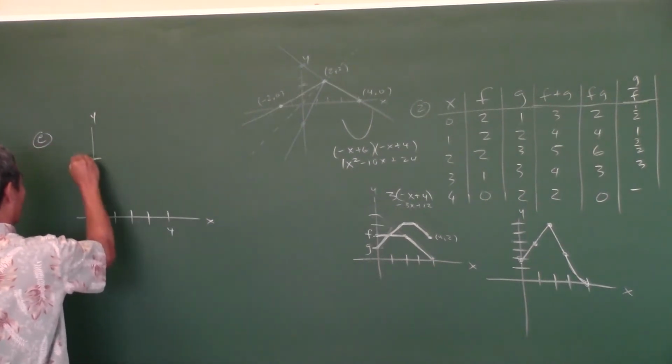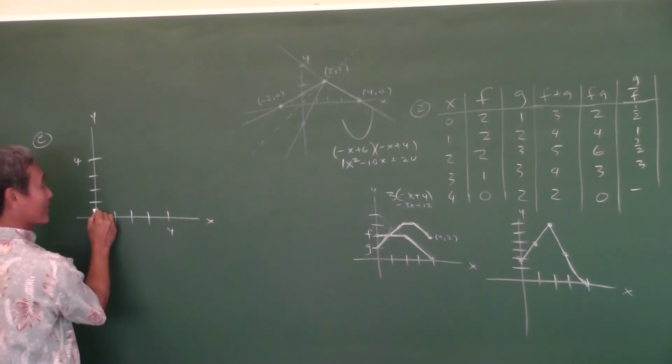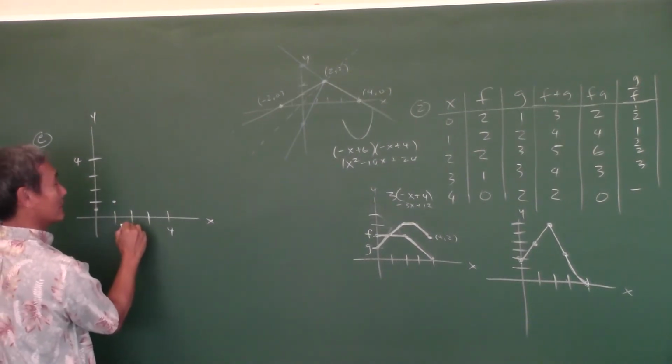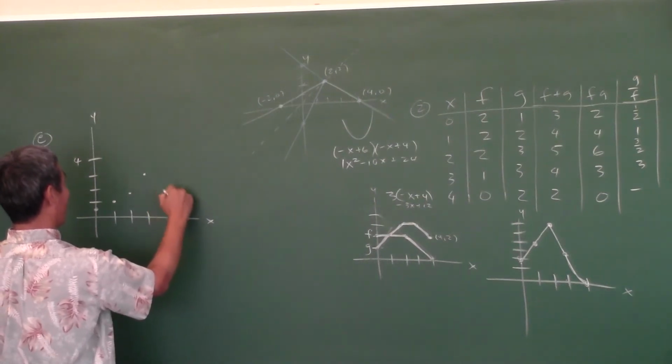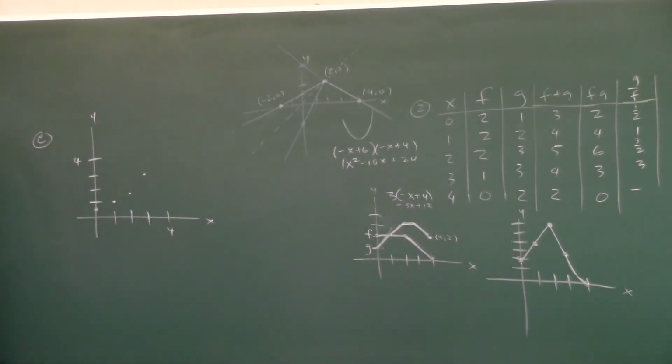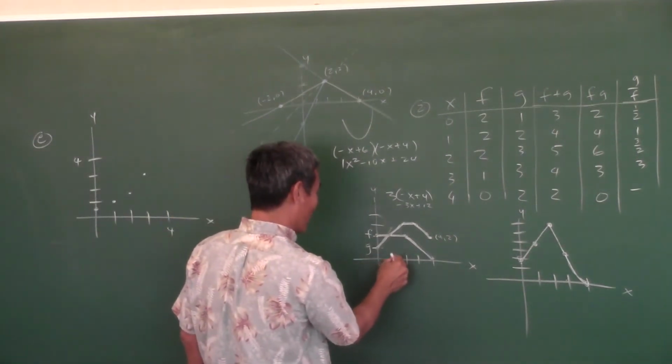1, 2, 3, 4. Okay, here we go. So plot the points. Half, 1, 3 halves, 3, and nothing. It's undefined there. Okay, so do I connect it with a straight line or a curved line? Well, that's why you have to, okay, between 0 and 1, what is F?